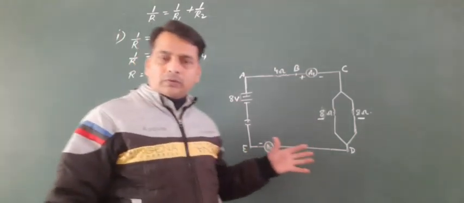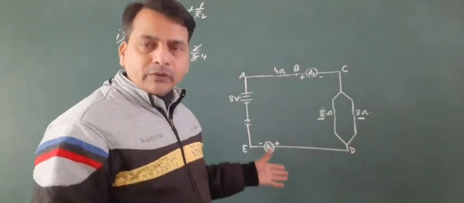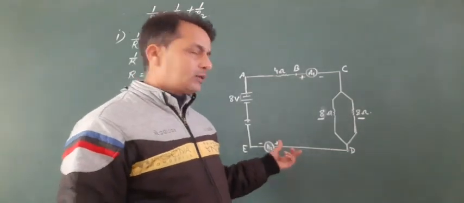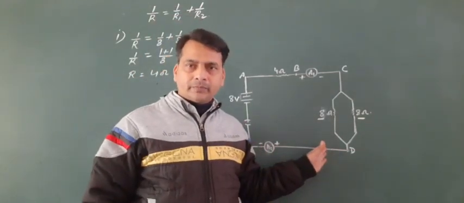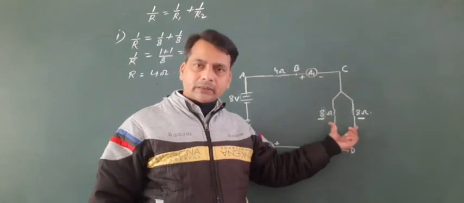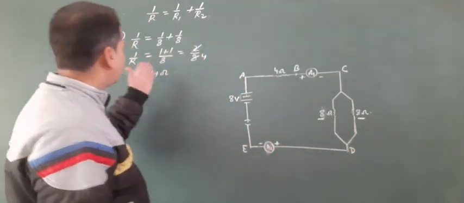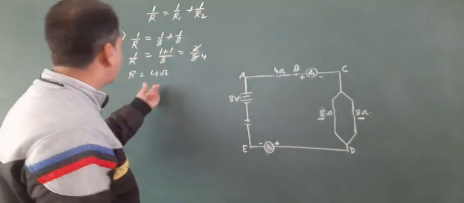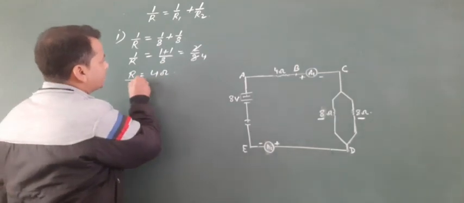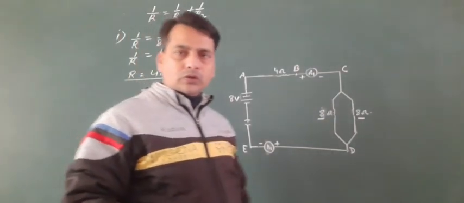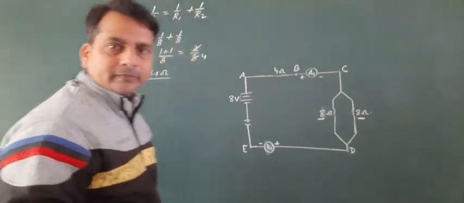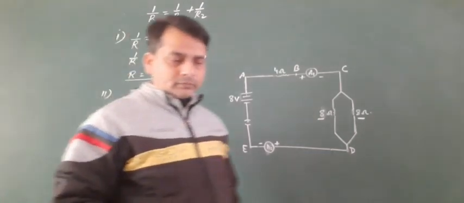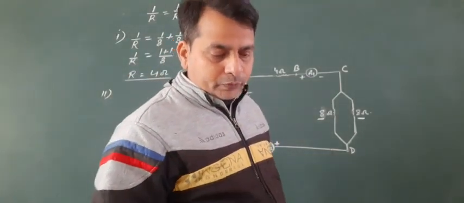So the value of the effective resistance of the 8 ohm resistors combined in parallel, where 1 by R equals 1 by 8 plus 1 by 8, is R equals 4 ohms. That is the solution of the first question. Now the second question, question number 2: the current flowing through the 4 ohms resistor.